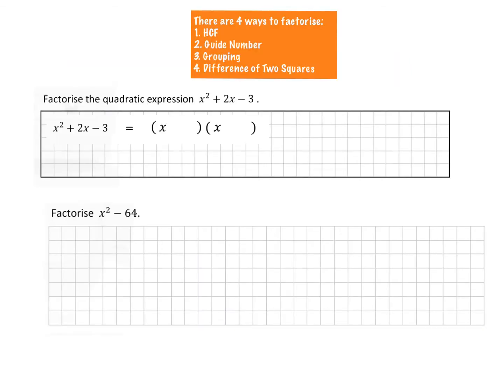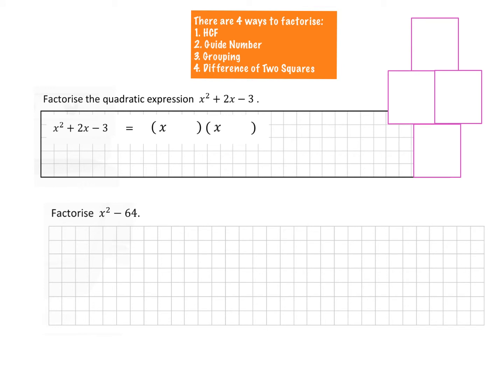Let's take a look at this question. Factorise the quadratic expression. Because I have an x squared here, followed by an x, followed by a constant, I need to use the guide number method to factorise this. So we go ahead and we create our 4 boxes. Over here now, I've created my 4 boxes in the diamond shape that we looked at in class. You won't have this in your exam, so you need to create these boxes yourself.